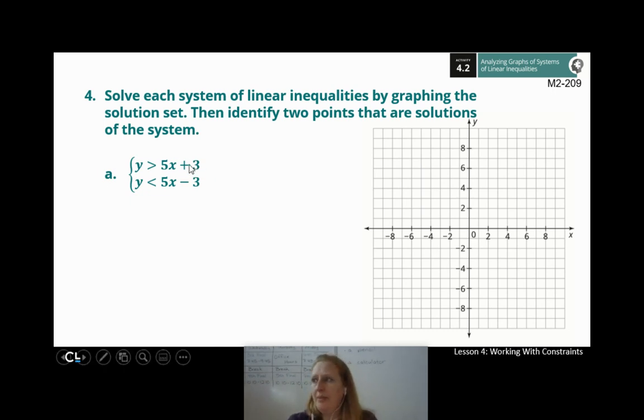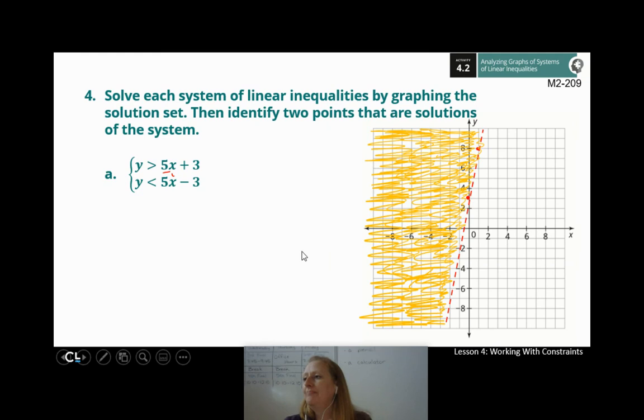So let's start with A. I have a y-intercept at 3. I have a slope of 5, and if you need to, you can put it as 5 over 1. So I'm going to go up 5, 1, 2, 3, 4, 5, and over 1. And, dashed line. Y is greater than, so I need to shade the half plane above.